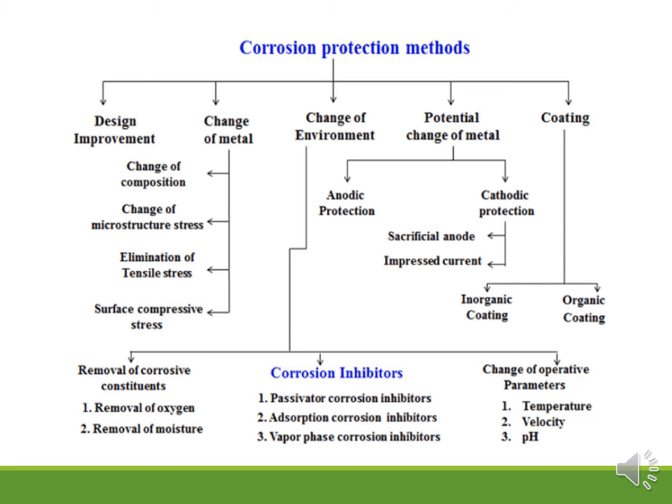So we are going to use a different technique called potential change of metal. In that, there is anodic protection and cathodic protection. We are going to learn cathodic protection, which takes place in two ways: a sacrificial anode and impressed current.